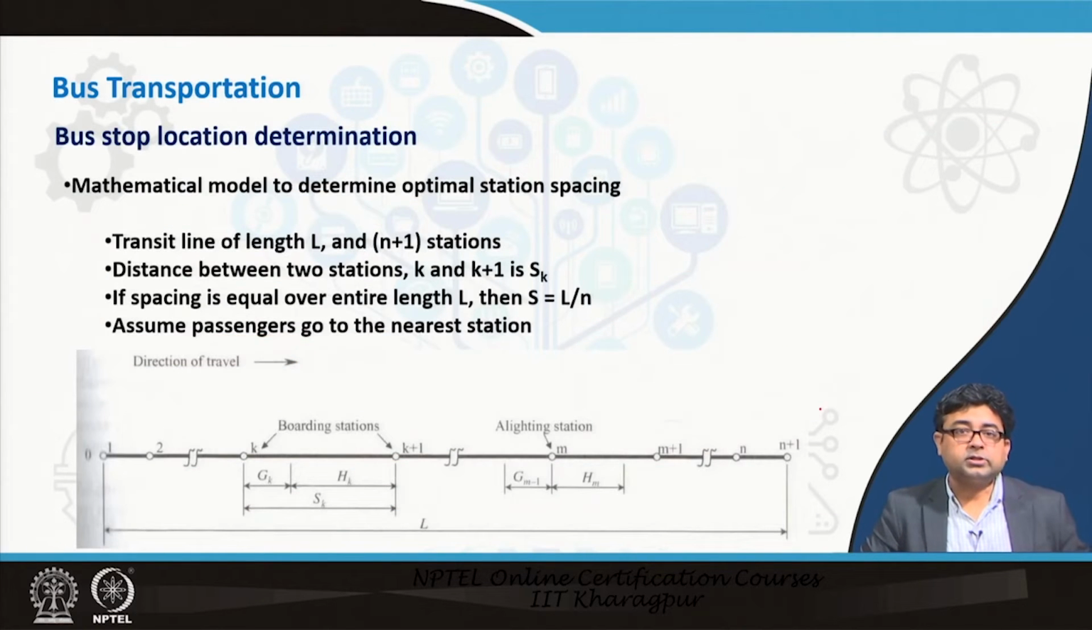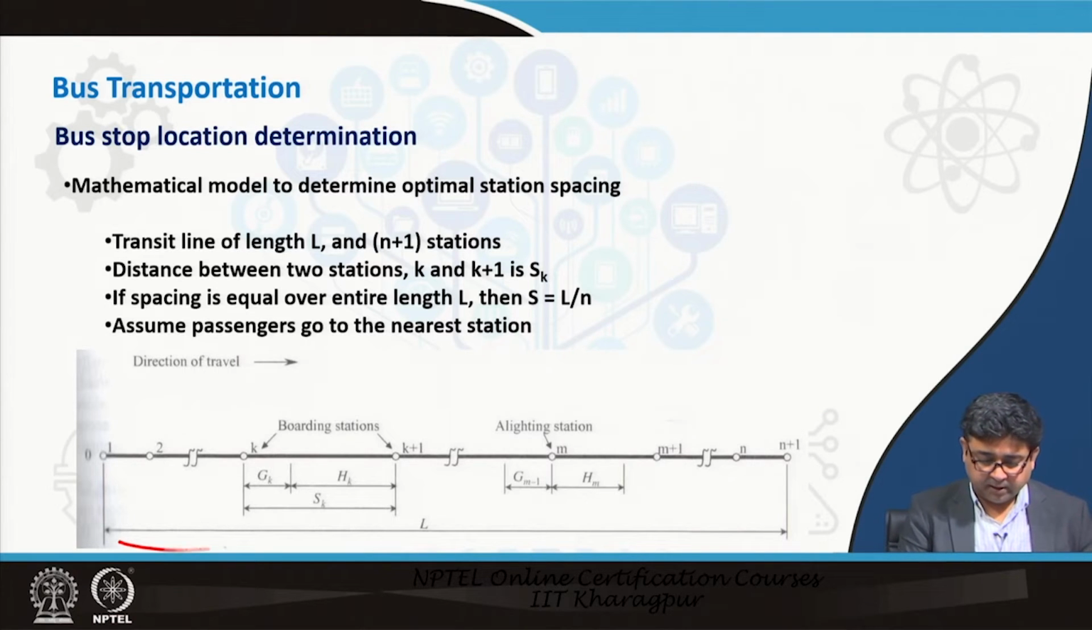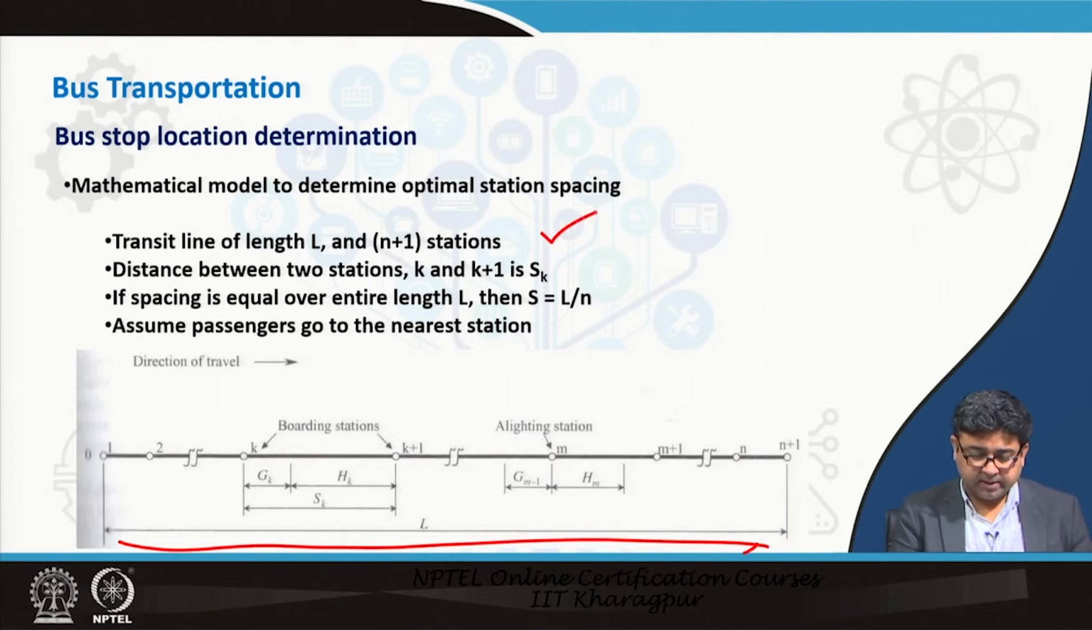Now, let us go ahead and see how this mathematical relationship is developed. I am going to show you the entire derivation of the formula, but you most likely have to use only the formula at the end. Understanding the derivation will make it easier to realize the concept of how to determine the spacing. So, consider a transit line of length L, which has n plus 1 stations.